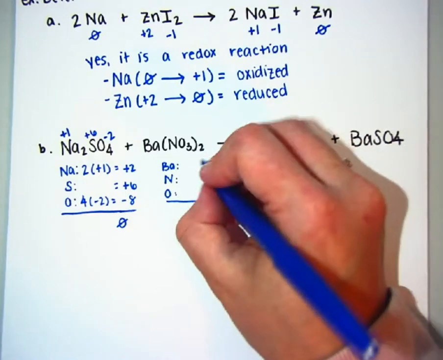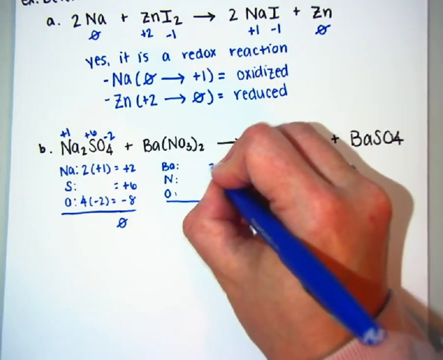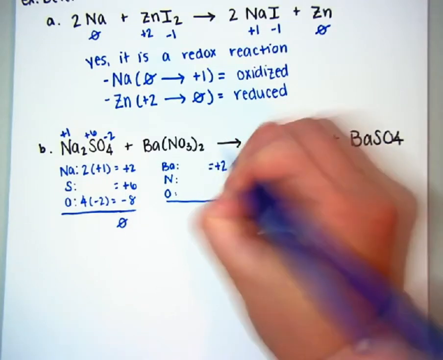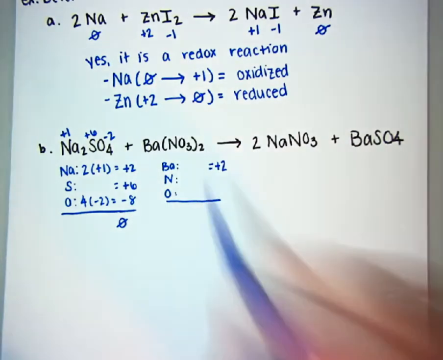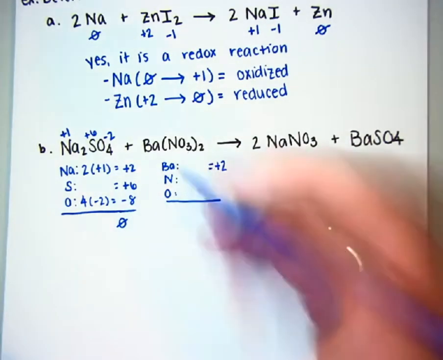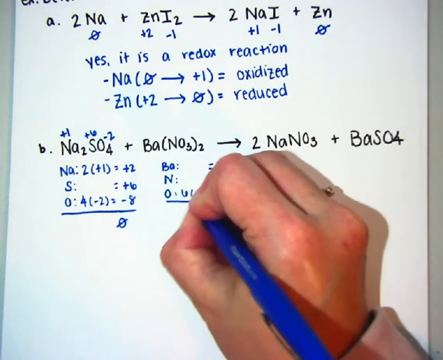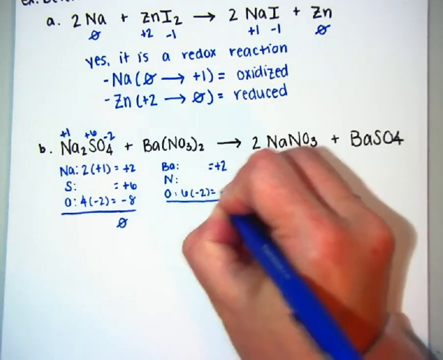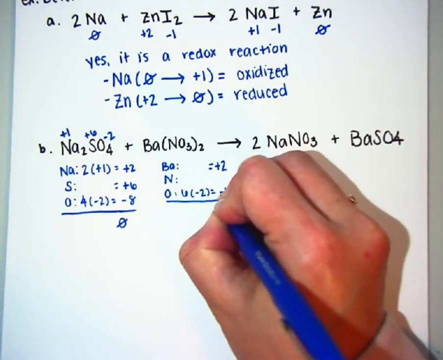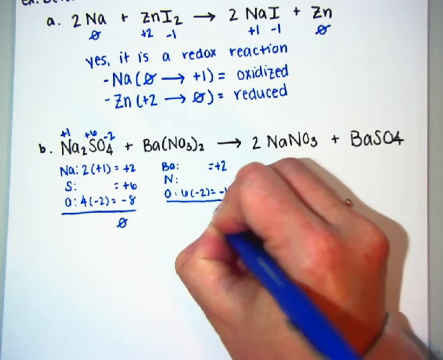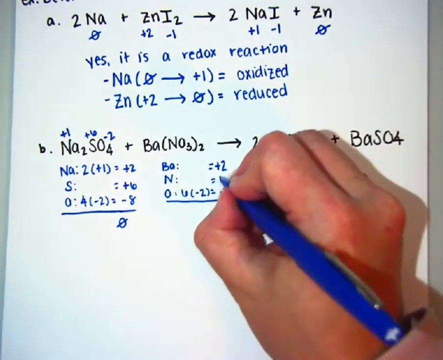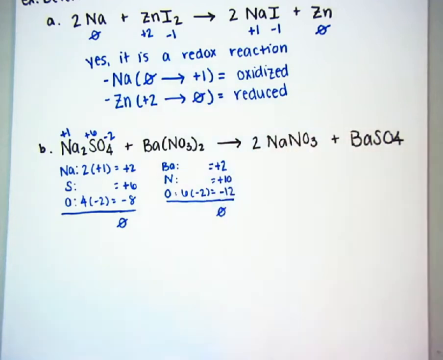Barium is a group 2 metal. Group 2 metals have an oxidation number of +2. Remember, subscripts multiply in. 6 oxygens, each with an oxidation number of -2. In order for this to be neutral, nitrogen has to be positive 10.